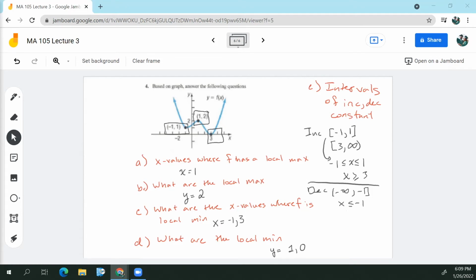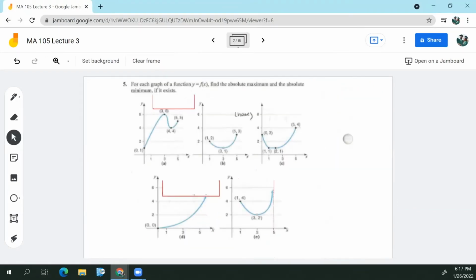And also the other interval of decrease is between 1 and 3. All right, and we can denote that as x is between 1 and 3. Everybody cool with that? Okay, for each graph the function y equals f of x, find the absolute max and find the absolute min if it exists.